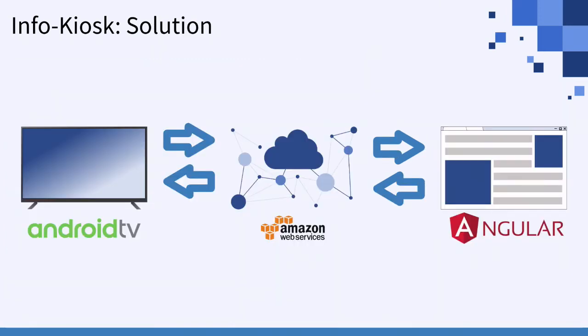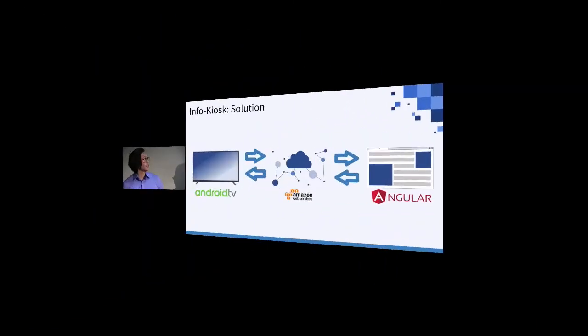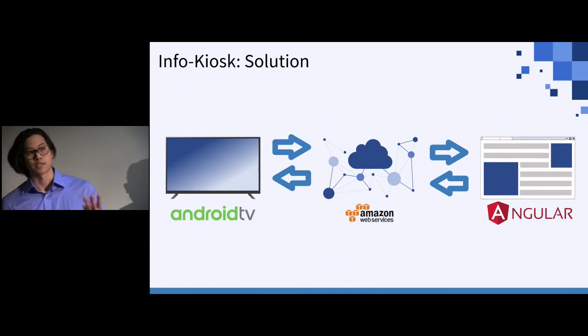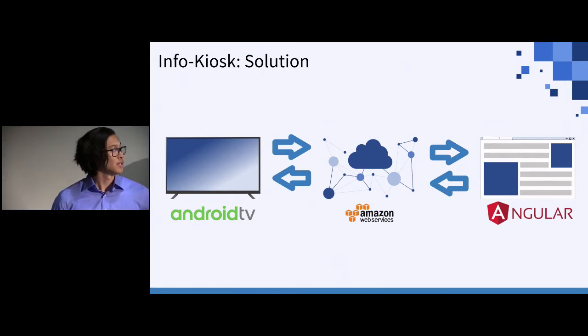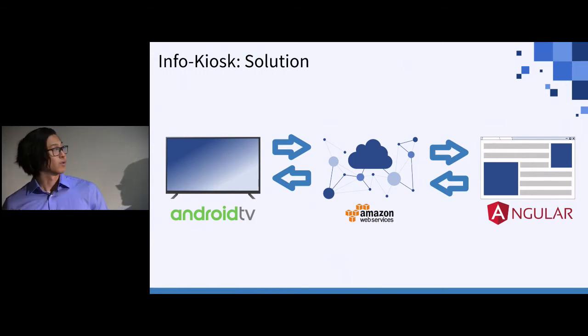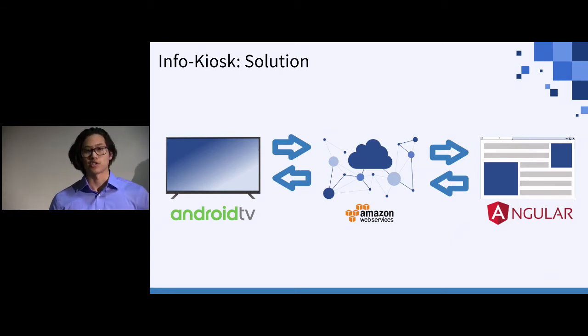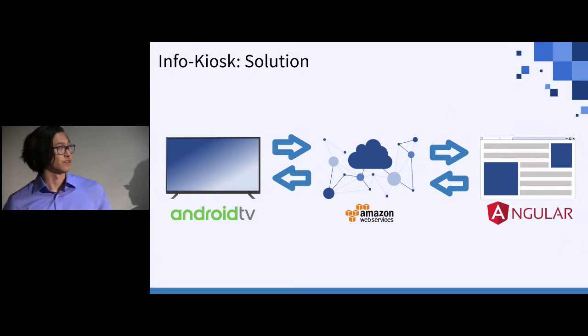So after hearing the problem, our team's solution was to create an electronic bulletin system that really helps clean up the clutter that you saw on the previous slide. And this system is composed of 3 distinct parts, which is the Smart TV, which helps display the content to our end users, the web application, which helps push the content to the Smart TV, and the cloud service, which really ties both of these applications together.